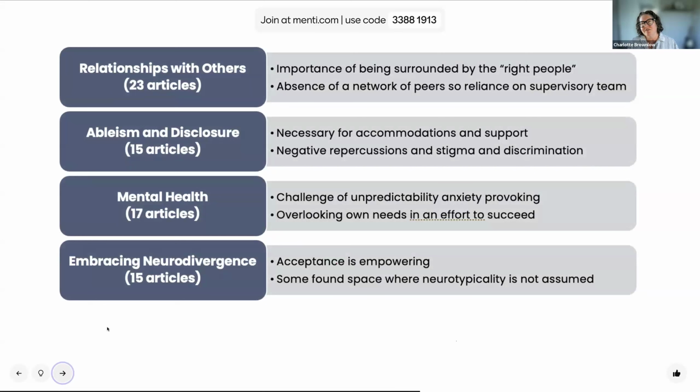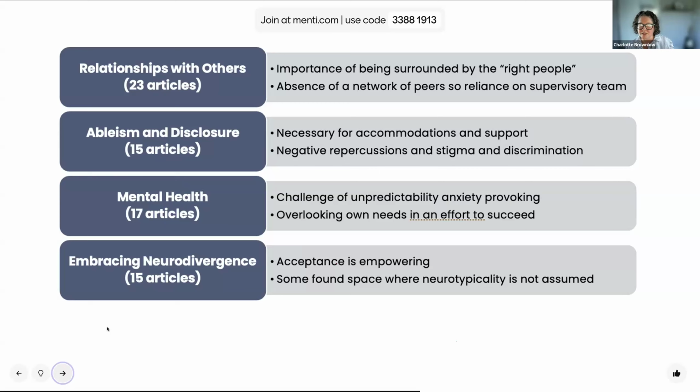Okay, the other important themes that ran through were the importance of being surrounded by the right people. So that importance of finding your people, and in the absence of a network of peers, it becomes much more difficult. So we saw much more reliance on supervisory teams. So relationships with others was a real challenge.